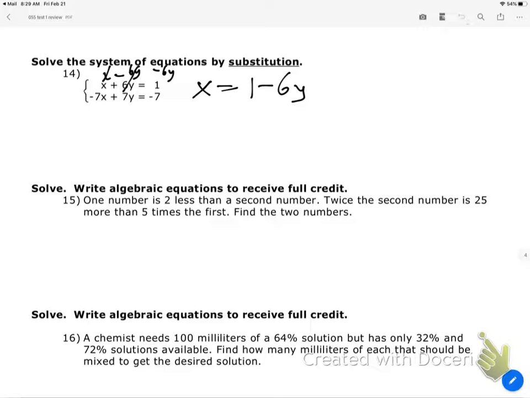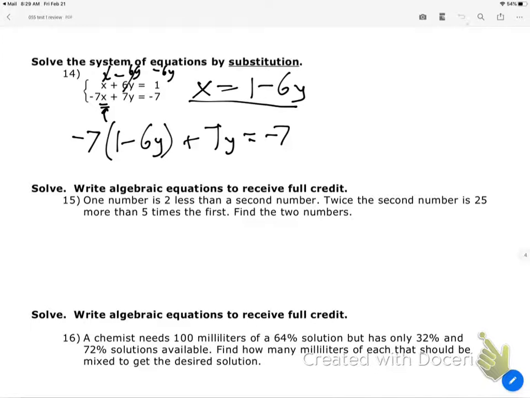Okay? If that's what x is, I'm going to plug it right into the second equation. So here we go. Negative 7x, but it's not x anymore. It's 1 minus 6y plus 7y equals negative 7. Okay? So I just plugged that. See where it is? Right there, where the x was? Do the distributive law. So negative 7 times 1 is negative 7. Negative 7 times negative 6y is positive 42y. Still got a 7y, still got a negative 7.